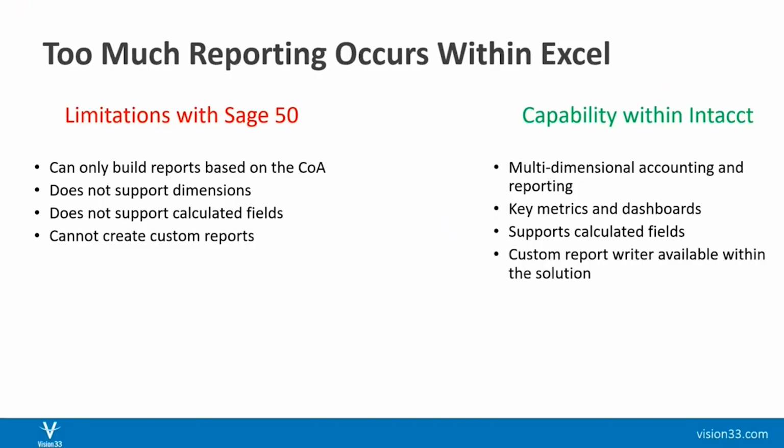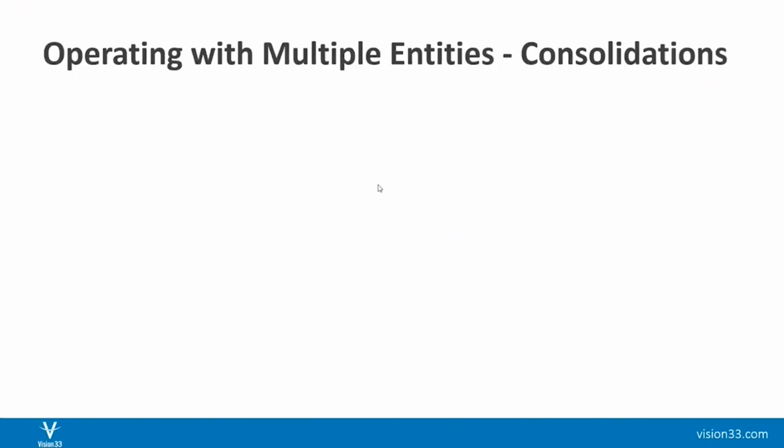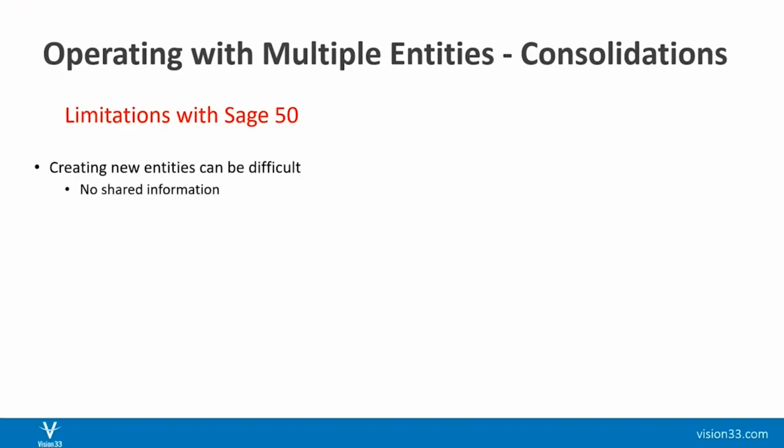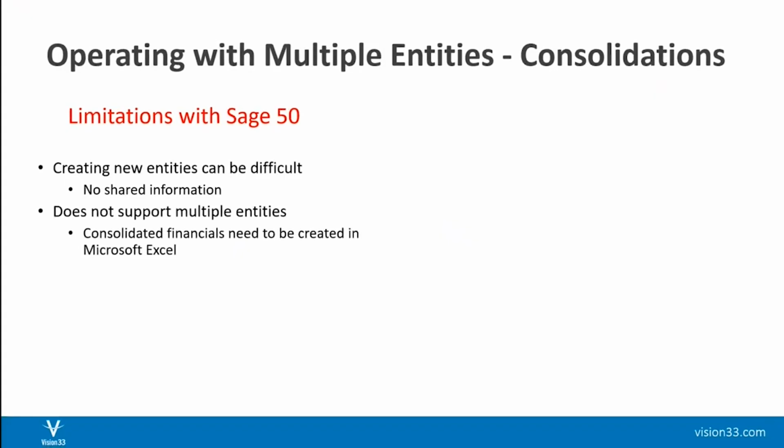If your organization has grown and your business activity now involves operating with multiple entities, you're likely to require consolidated financial statements, and you will again encounter some limitations within Sage 50. To start, creating new entities within Sage 50 can be very difficult as no information is shared. This means you will have to create a new chart of accounts, new customers, new vendors, and more. Since Sage 50 does not support multiple entities, creating consolidated financial statements would require the use of Microsoft Excel, which we've already identified as a problem in the previous slide.